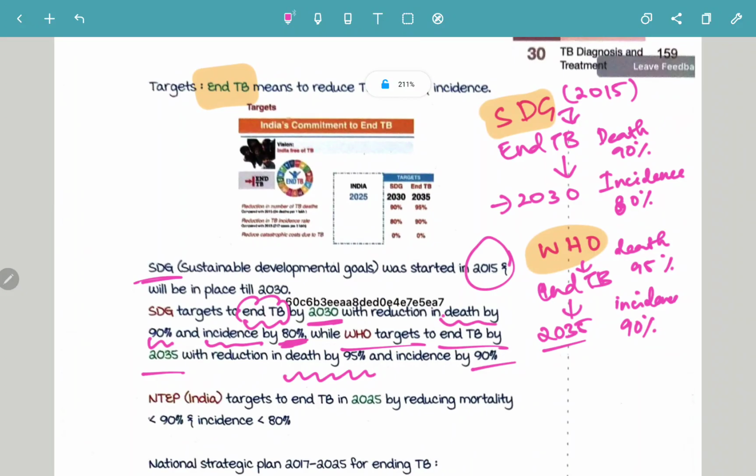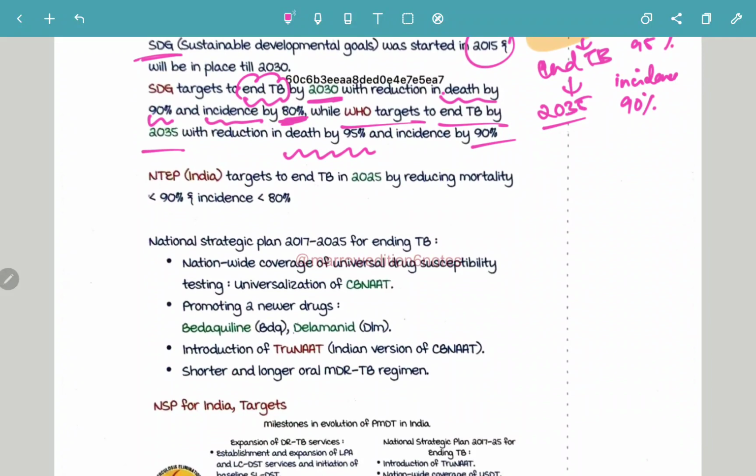So the Sustainable Development Goals, started in 2015, plan to end TB by 2030, reducing deaths by 90% and incidence by 80%. Whereas the WHO plans to end TB by 2035, with deaths reduced by 95% and incidence reduced by 90%.